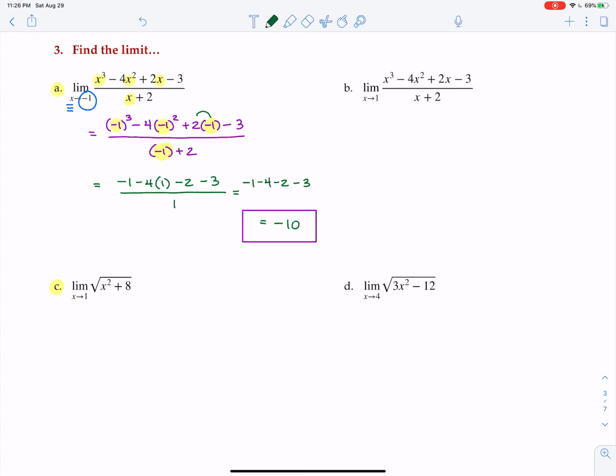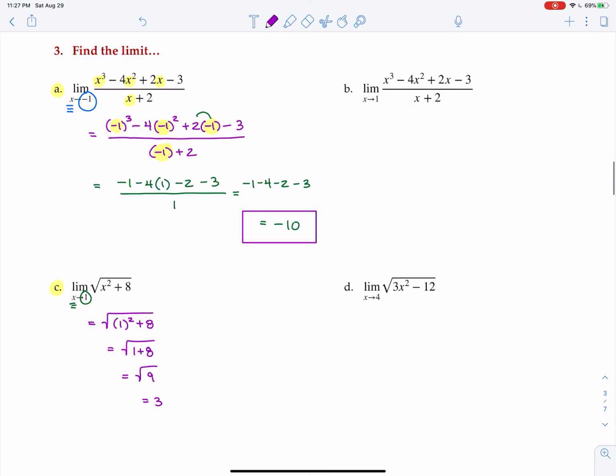Okay, welcome back. Whether you paused it or not, we're going to go over letter C right here. And again, we have our variable and we have a value that we are approaching graphically, but we can also find that algebraically. And I'll just rip through this real quick. We're just going to plug that 1 in everywhere we see an x. So that's the square root of 1 plus 8, which is the square root of 9, which is, hey, that means that our limit as x approaches 1 on this graph, we should be approaching a y value of 3. Awesome. One more, and then we'll be done with the video for tonight.